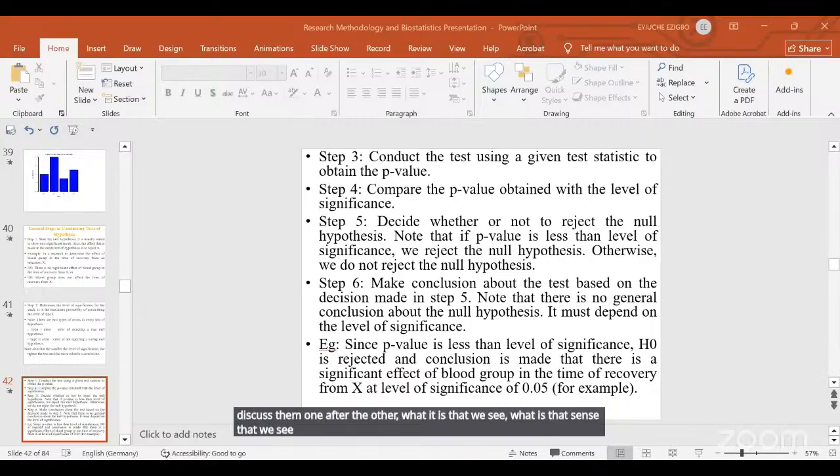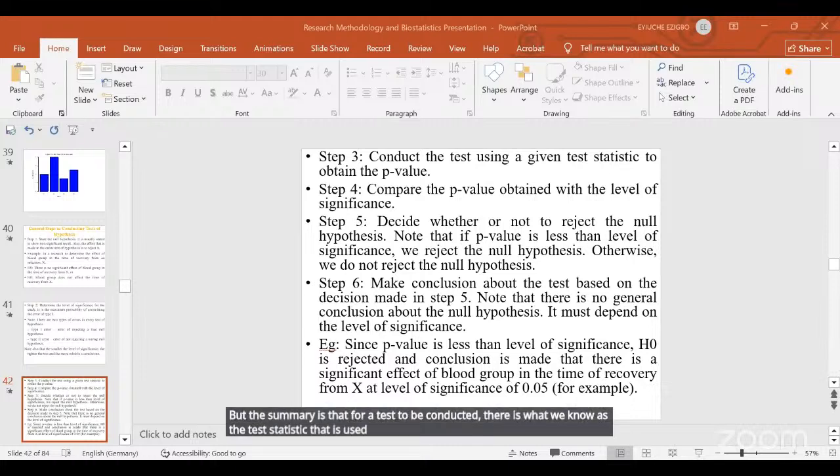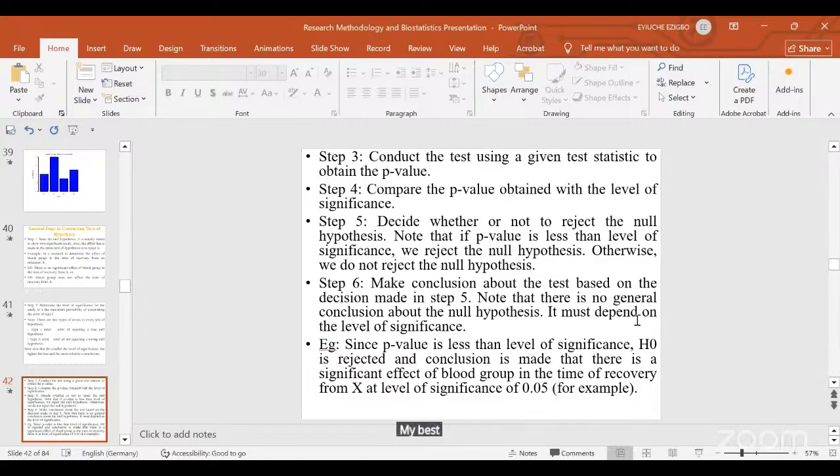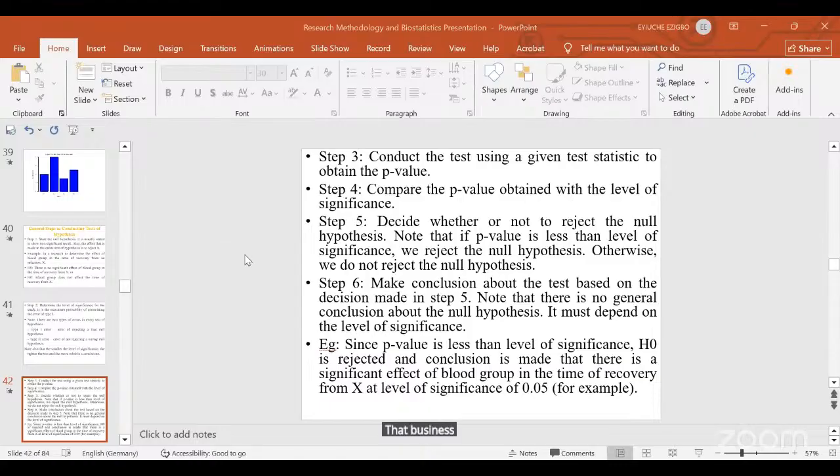But the summary is that for a test to be conducted, there is what you know as the test statistic that is used. A test involving a single proportion has its own test statistic. A test involving difference of two proportions has its own test statistic. A test involving a single mean has its own test statistic, and so on. But these days, we don't even see someone doing statistical analysis with a calculator any longer. What do we use? We use statistical software to do test of hypothesis.